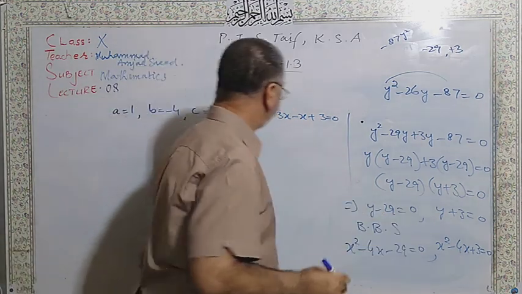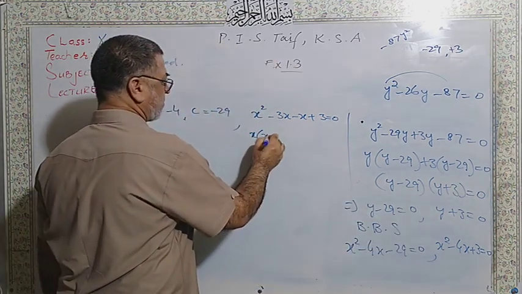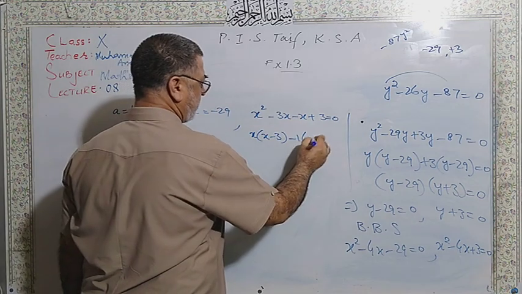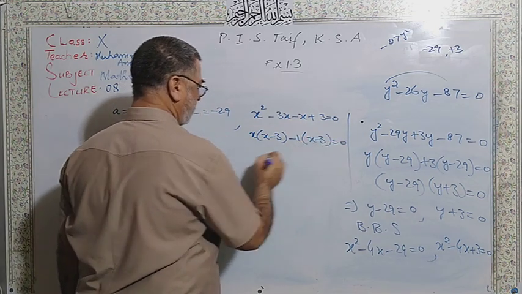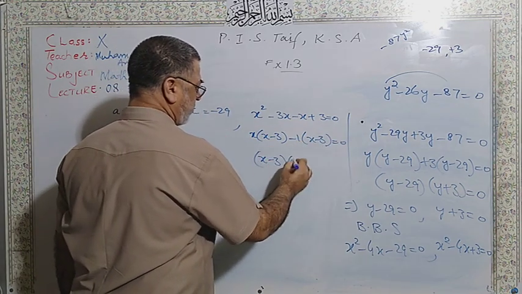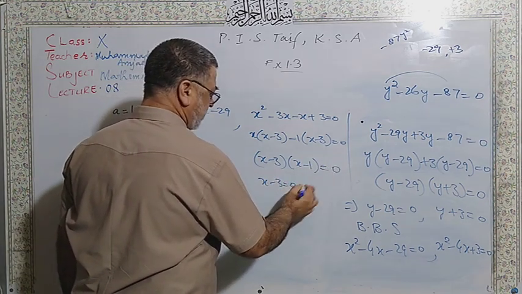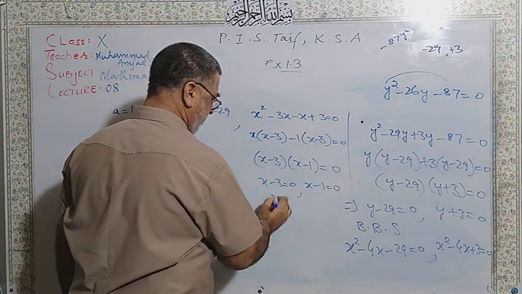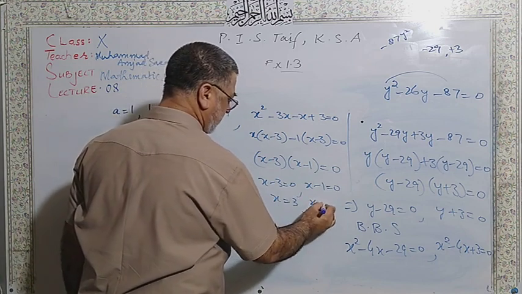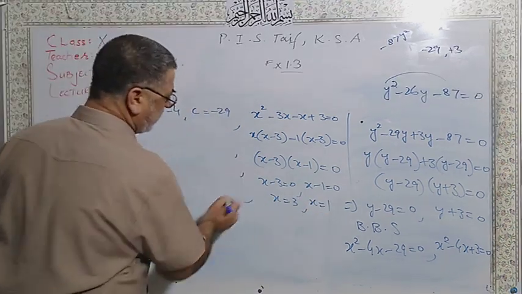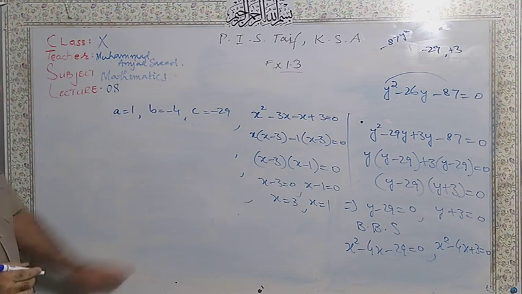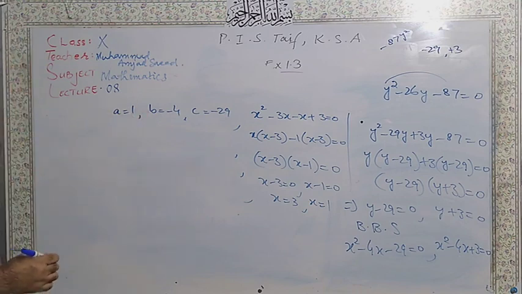In the second one, x common: x minus 3, minus 1 common: x minus 3 is equal to 0. (x minus 3)(x minus 1) is equal to 0. x minus 3 is equal to 0, x minus 1 is equal to 0, and x is equal to 3 and x is equal to 1. These are two values of x, 2 from here and 2 from here.